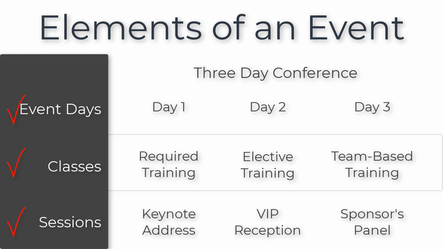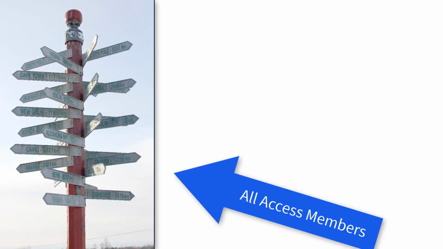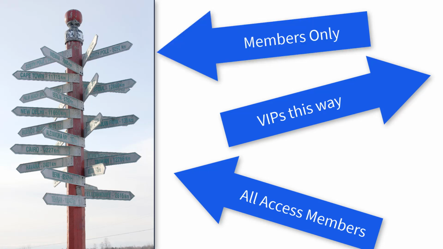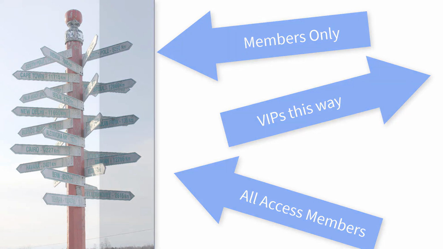Now, that's pretty easy, but what if you want one type of attendee to only be able to register for a particular set of classes and not another? What if the VIP reception is only for some specific set of people? Not all days, classes, sessions, or indeed attendees are necessarily created equal.